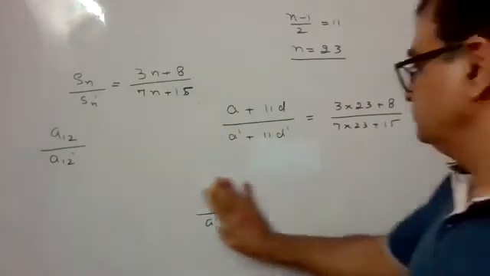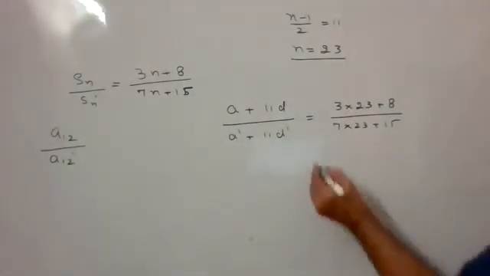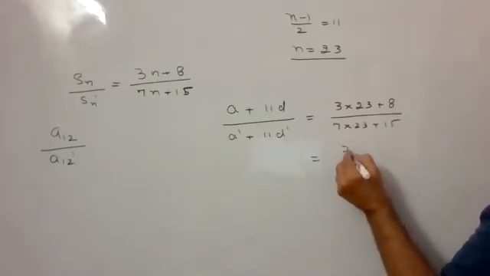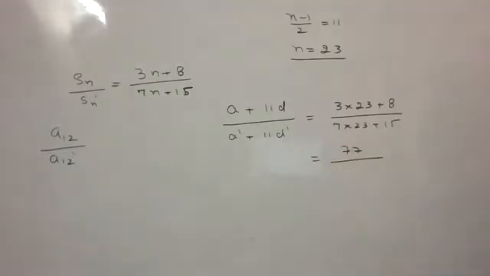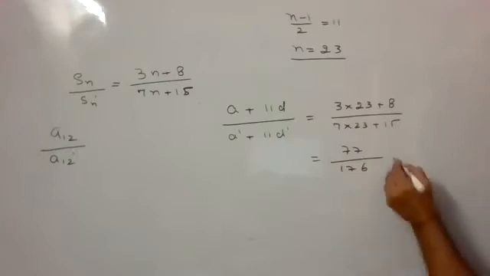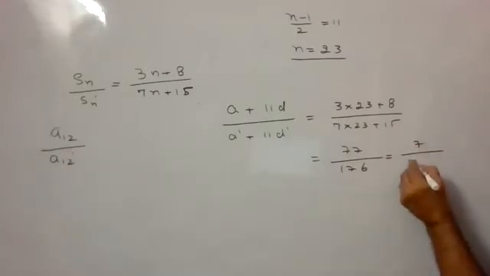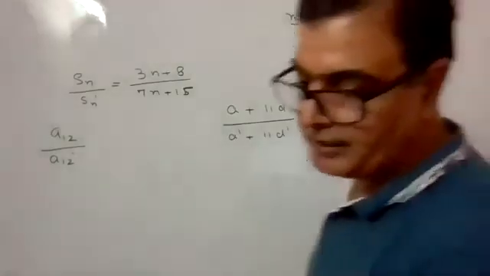69 plus 8, what is the result? 77. This is 77 in the numerator. Denominator, 176. By how much will you cancel out? 11. 11 will cancel out. So 11 sevens are 77, and here it is 11 sixteens. 7 by 16 is the answer.